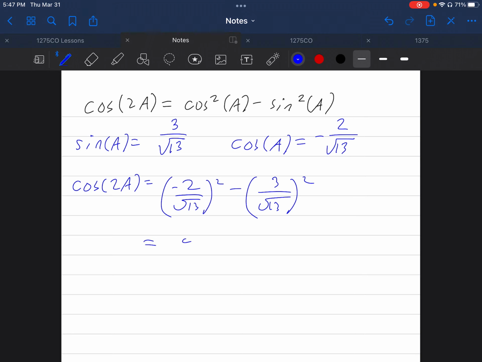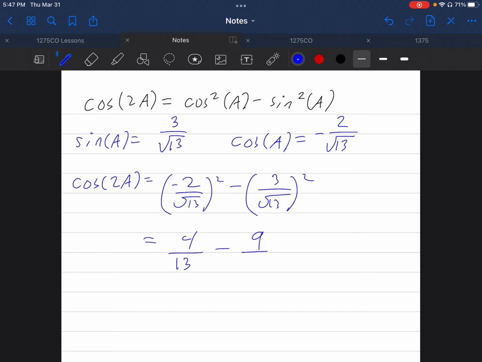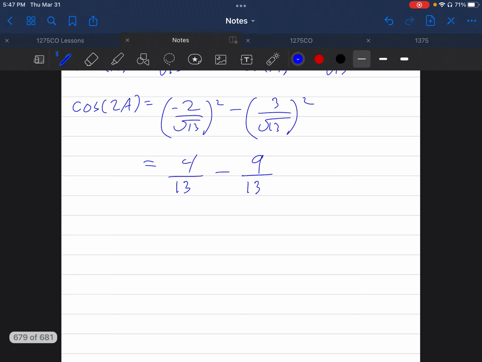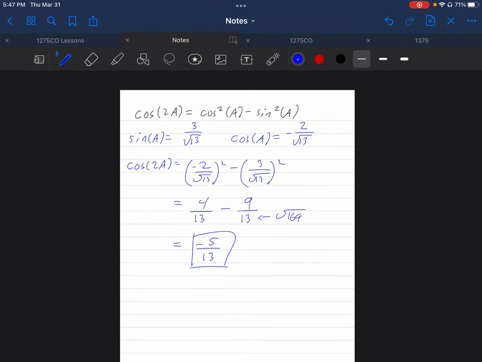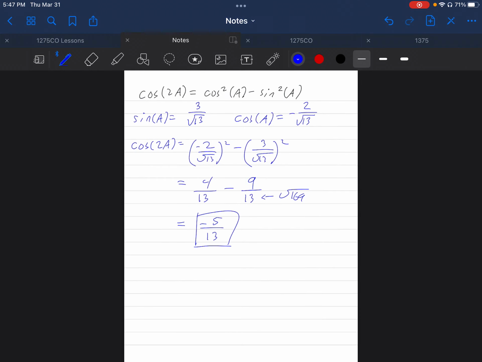Squaring the numerator and the denominator gets us 4 over 13. Squaring the numerator and the denominator gets us 9 over 13. Again, this 13 comes from the square root of 169. We have a common denominator, thankfully, so we can go ahead and subtract the numerator numbers and keep the same denominator. Negative 5 over 13 is your answer here.